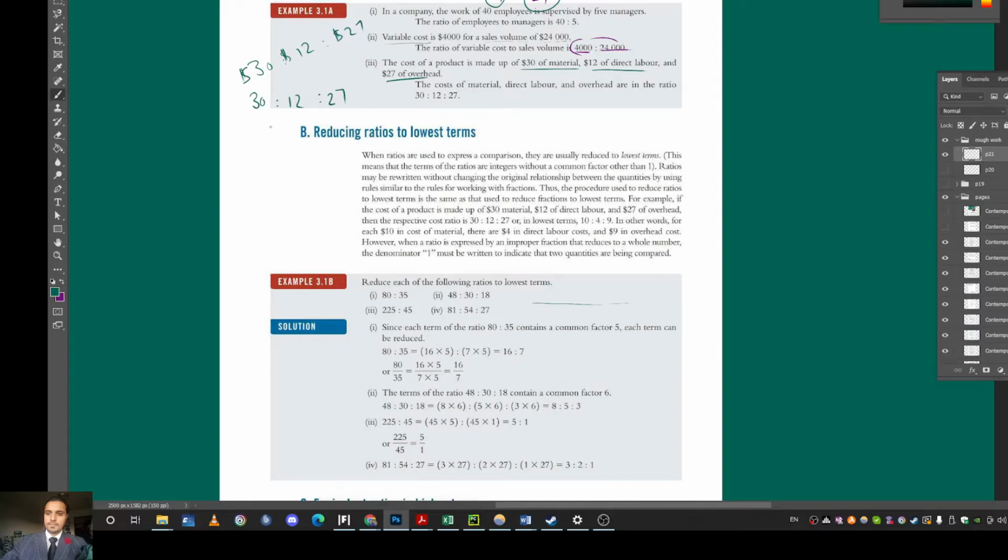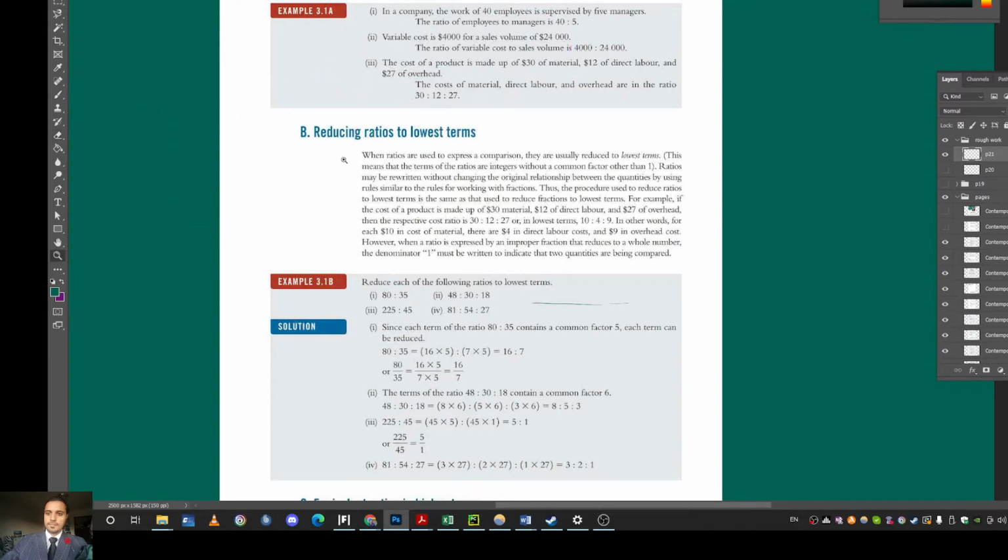That means, what's the total? 30 plus 12 is 42, plus 27 is 69. If $69 is the total cost of a product, then 30 was going to what? Materials. 12 was going to what? Direct labor. And 27 was going to overhead. Okay? Very good. So those are some examples of ratios.